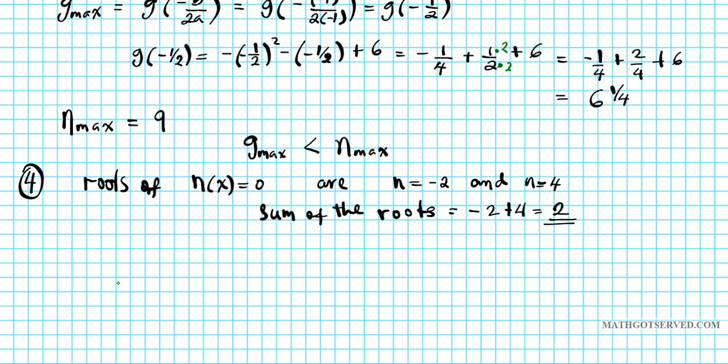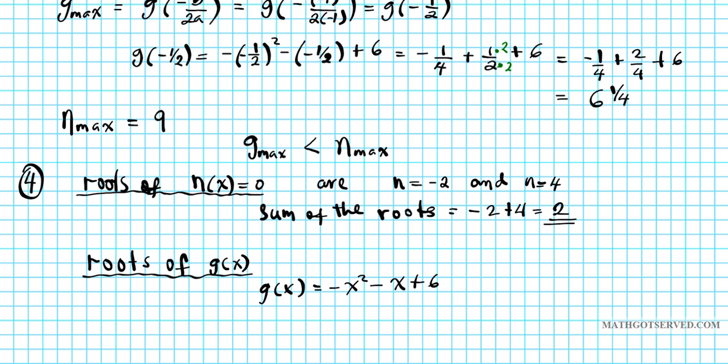Now let's find the roots of g. Now it's not as easy as that of n. This one we have to do some algebraic manipulations here. Okay? So for the roots of g of x, we have to factor and use a zero product property to finish it up. So g of x equals negative x squared minus x plus 6. So let's see what we can do here. Set it equal to 0.